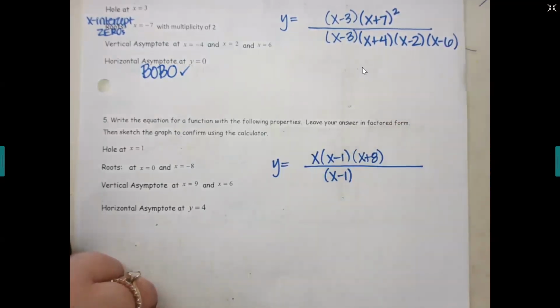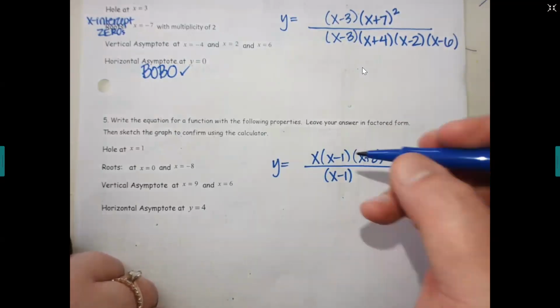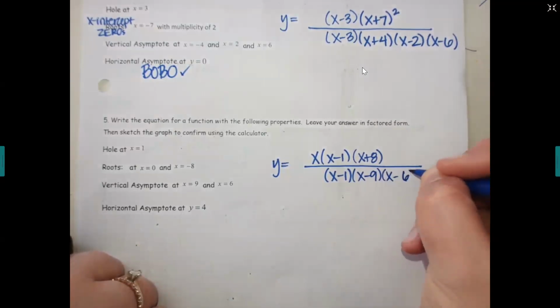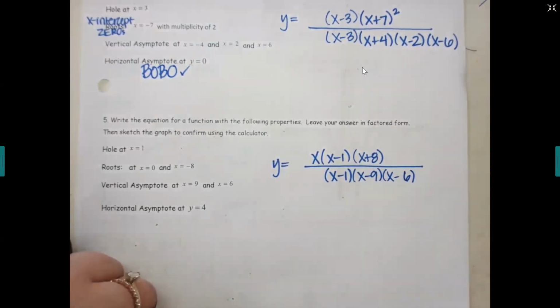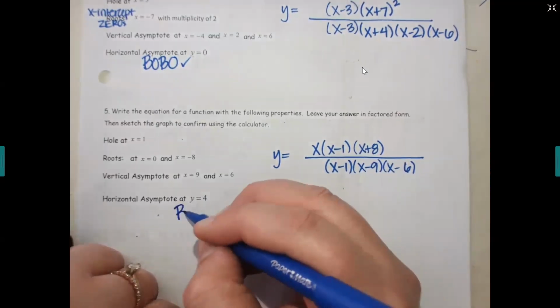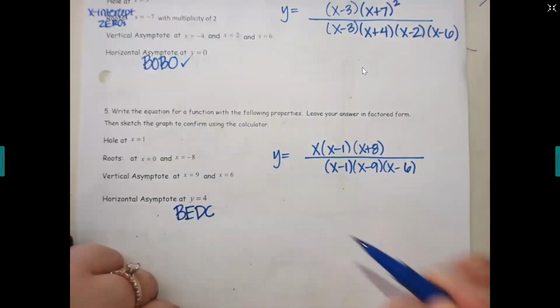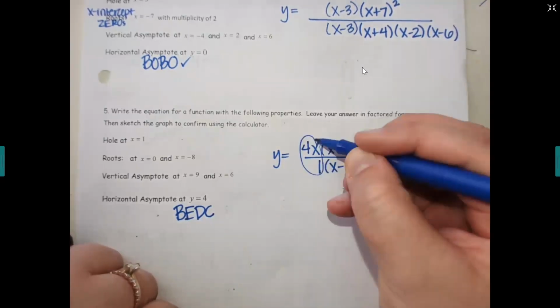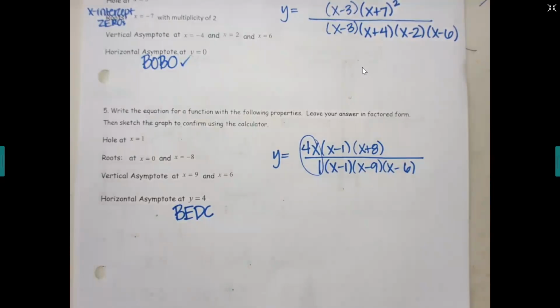Then vertical asymptotes at 9 and 6, those go on the bottom. So -9 and -6. And then last thing, for my horizontal asymptote, I want it to be 4. Is it a Bobo, a Botan, or a Betsy if it needs to come out to 4? Betsy. Remember that a Bobo has to be 0, and Botan means you don't have one. So if I have one and it's 4, it has to be a Betsy, then I need to put numbers in the front that are going to divide to give me 4.